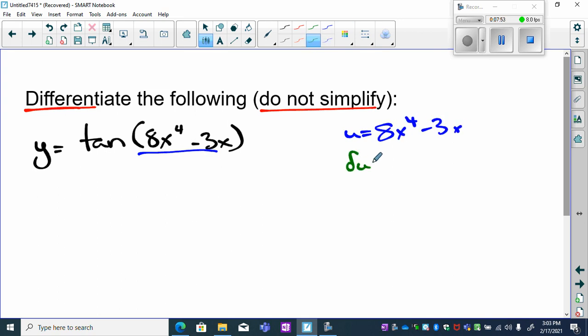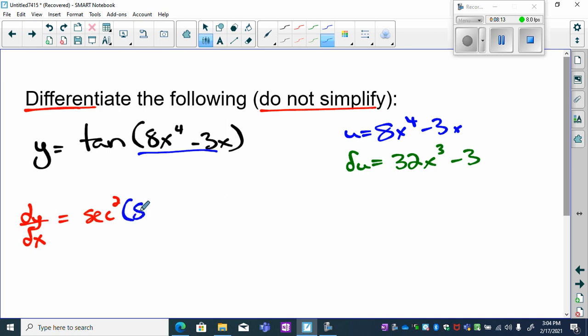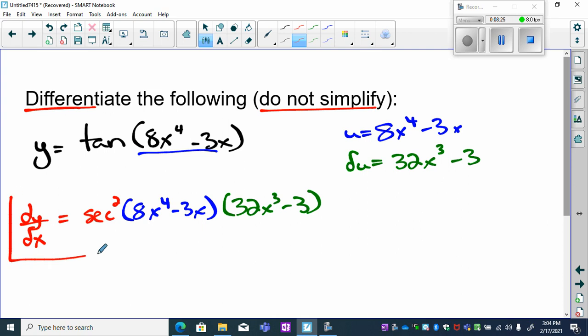And my du would be 32x cubed minus 3. So my derivative, dy over dx, if we go with Leibniz notation, the derivative of tangent u is secant squared u times du. Now, that's fine. That is the answer. You do not have to simplify.